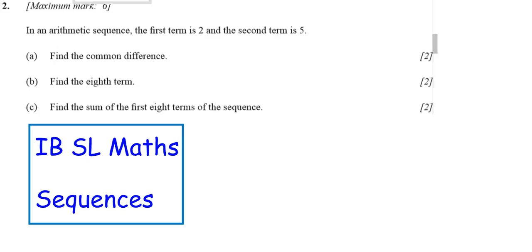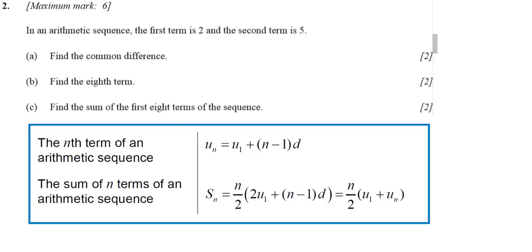of the sequence. Because this is an arithmetic sequence question, the first thing you should do at this point is turn to your formula booklet and look up the relevant formulae for the arithmetic sequences, which are these two. You can either find the nth term or the sum of the nth terms. Have those in front of you as you go to answer the question.